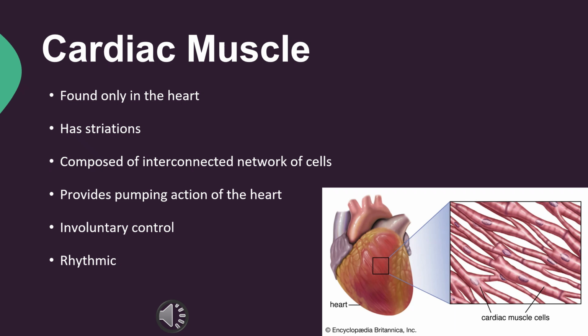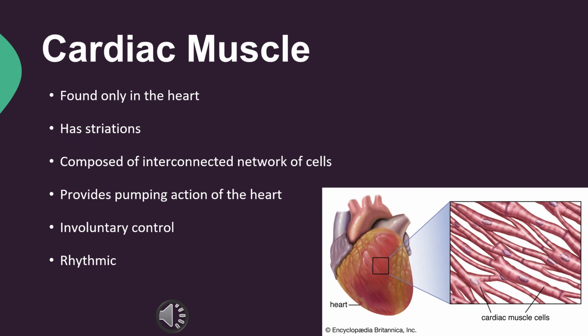Okay? So cardiac muscle is involuntary. That means, again, you don't have to control it consciously. It's rhythmic. It means it produces its own steady beat. And though it can be adjusted through the nervous system and through hormones.